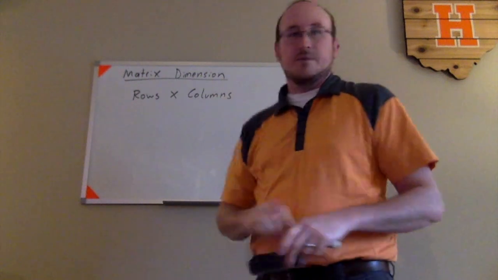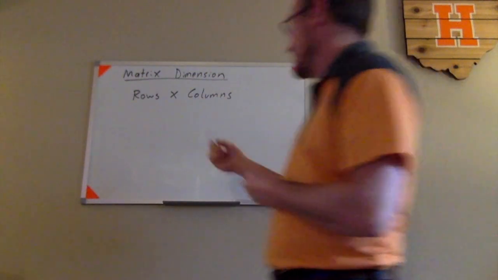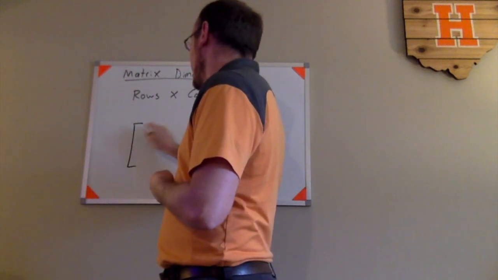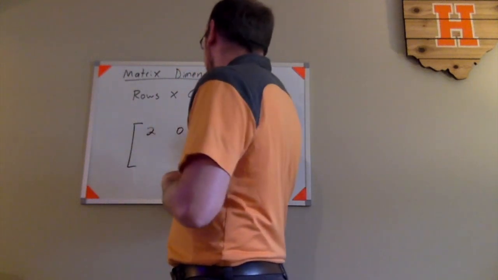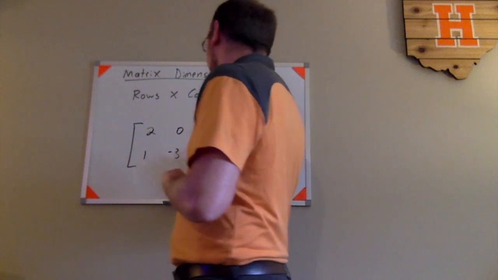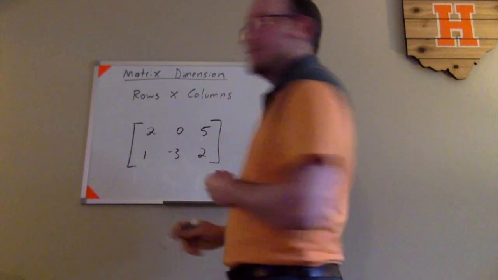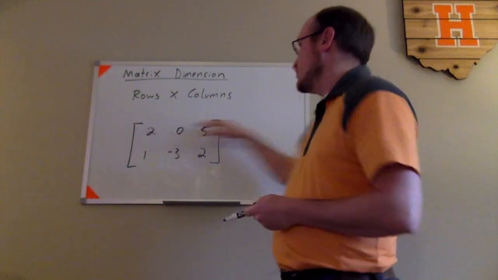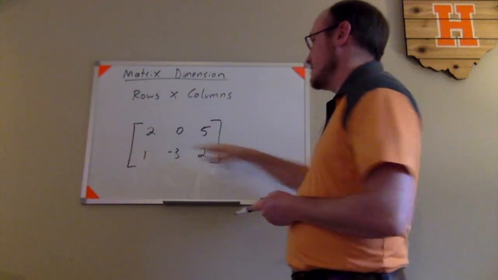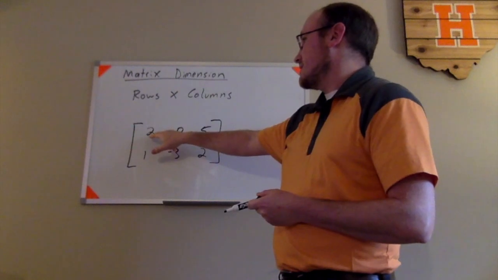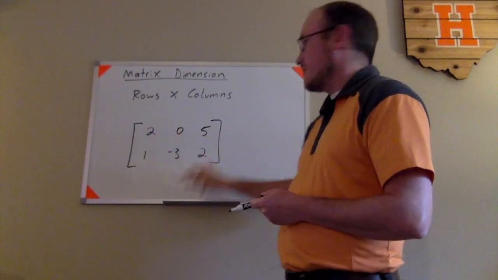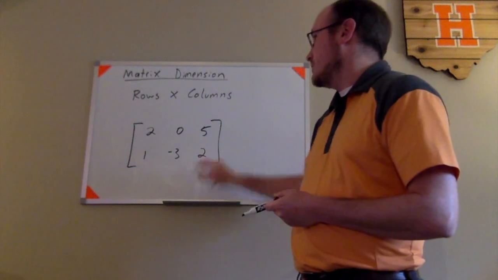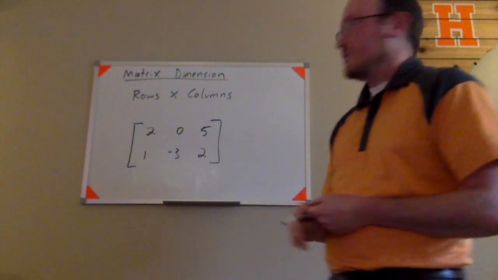So I'll put a matrix up here as an example so you can see what I'm talking about. Let's say I have this rectangular arrangement of numbers. Maybe I have 2, 0, 5, 1, -3, 2. This is an example of a matrix. This particular matrix has 2 rows, like this. Row 1 contains entries 2, 0, and 5. Row 2 contains entries 1, -3, and 2. So this has 2 rows.